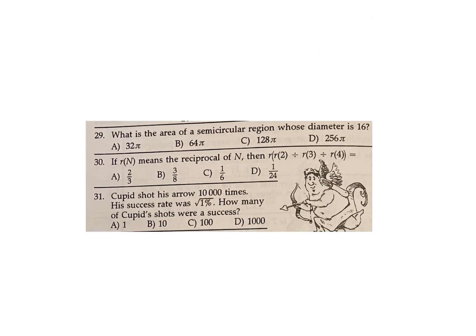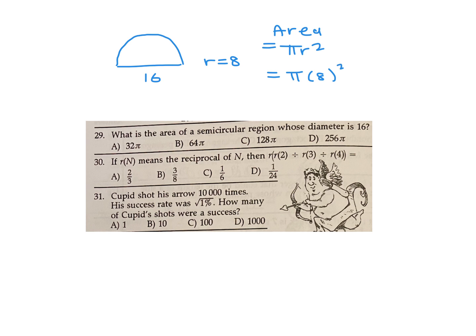What is the area of a semicircle region? Okay, so here's a semicircle. And the diameter is 16, so the radius is 8. So the area is pi r squared. So r is 8, so that's 64 pi, right? So 29 is B.